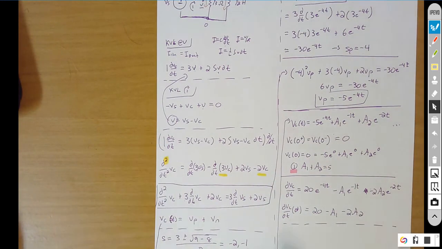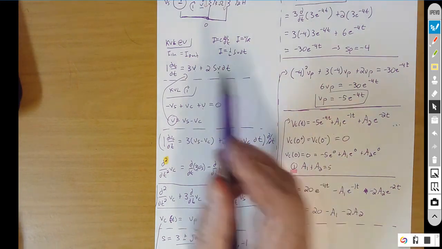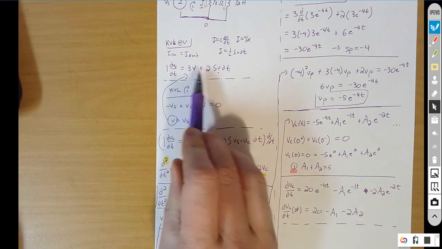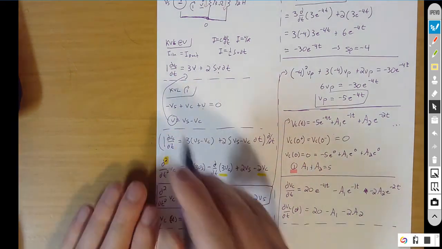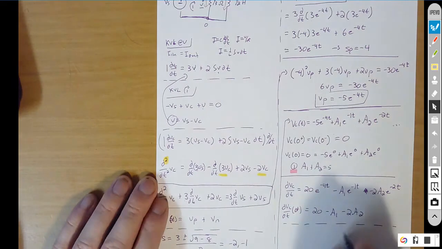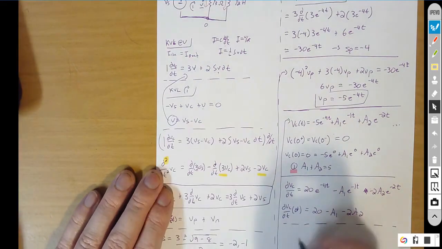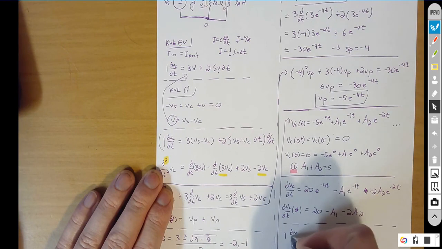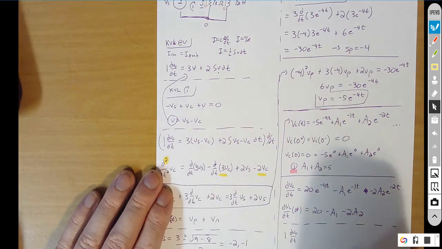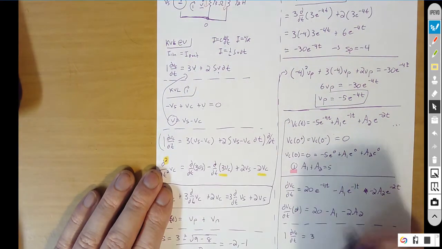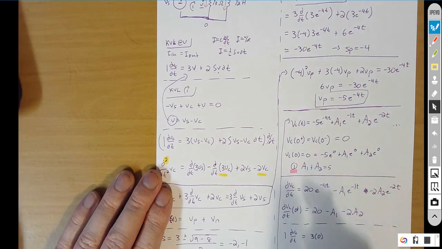To find the derivative dVc/dt at 0, we go back to our original equation, which was our KVL. You almost always come back to this original equation. So if I rewrite this equation in the generic form, we have 1 dVc/dt, there's our dv, and then equal to 3 times v. Well, the voltage at 0 is 0, so 3 times 0 is 0. Remember, we're doing all this at 0.